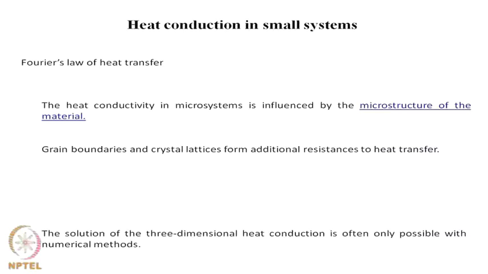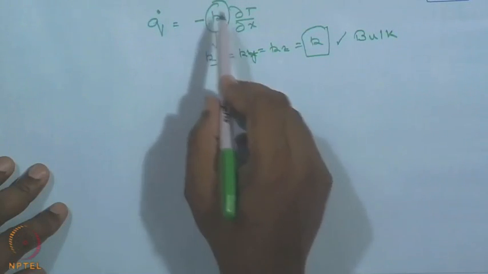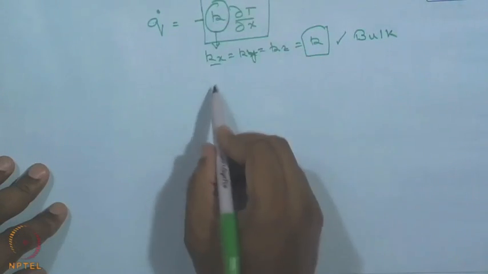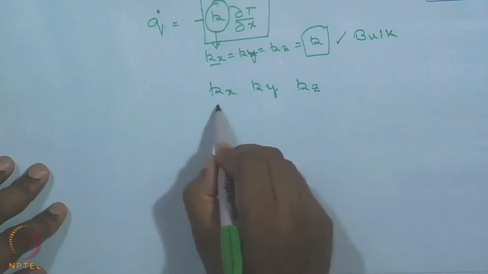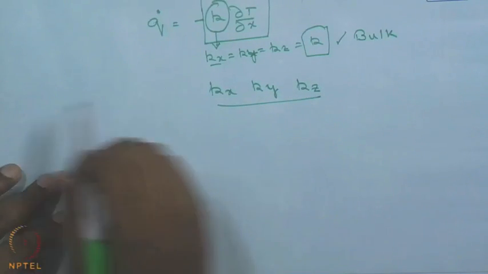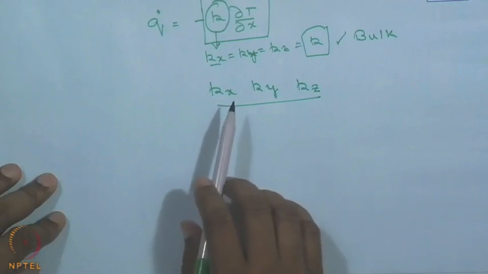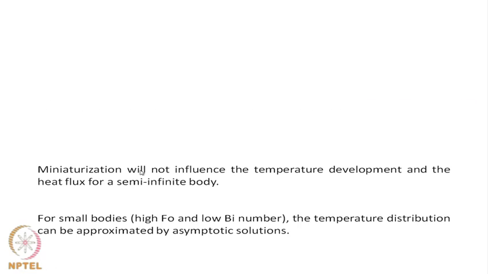So what you need to do then is, the right form of Fourier's law would be the tensor nature, where the kx, ky, kz, etc. will be allowed to vary, and they are going to be functions of position. And the solution of this three-dimensional heat conduction equation is often possible only with numerical methods. So Fourier's equation of heat transfer has to be expanded to the tensor notation with the heat conductivity tensor.